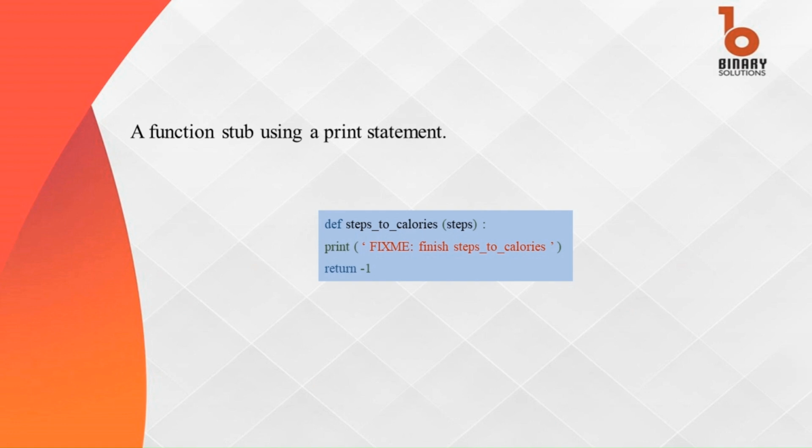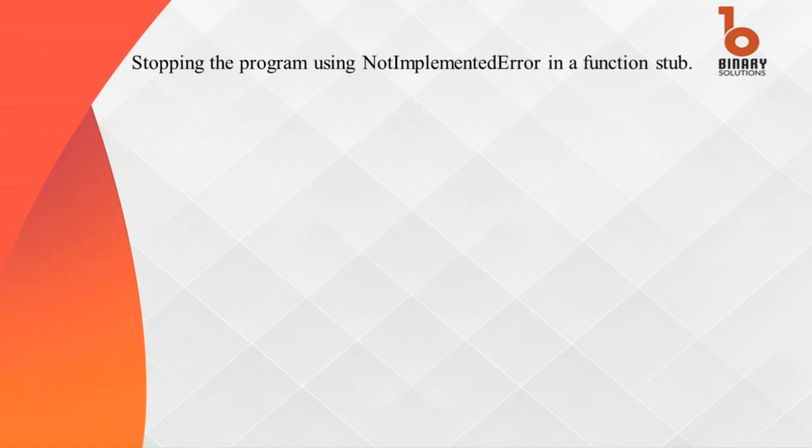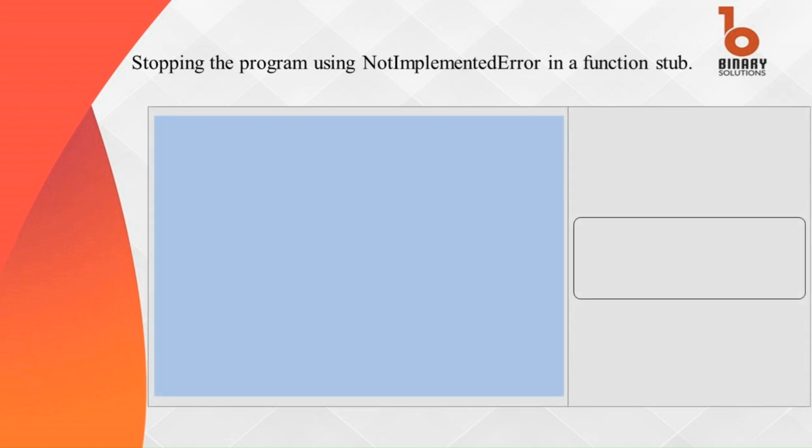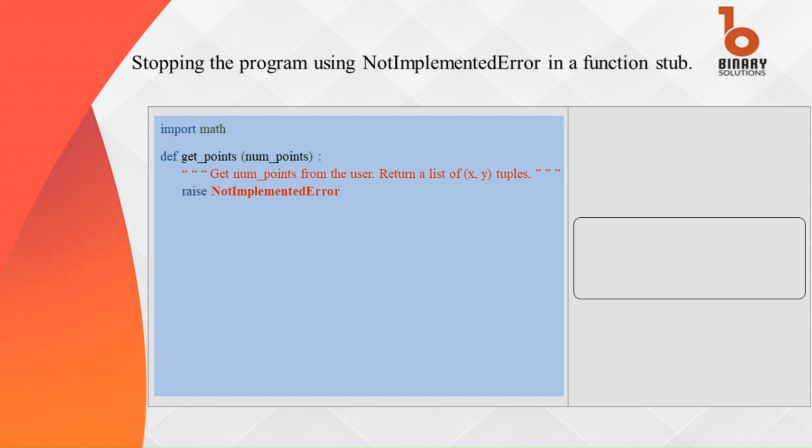testing. The provided program example demonstrates the use of a NotImplementedError to signal an unfinished function, stopping the program's execution when the getPoints function is called. The getPoints function is intended to collect user input and return a list of XY coordinate tuples. However, this function is currently a stub, as indicated by the raised NotImplementedError statement. This placeholder prevents the program from running further without completing this essential functionality.